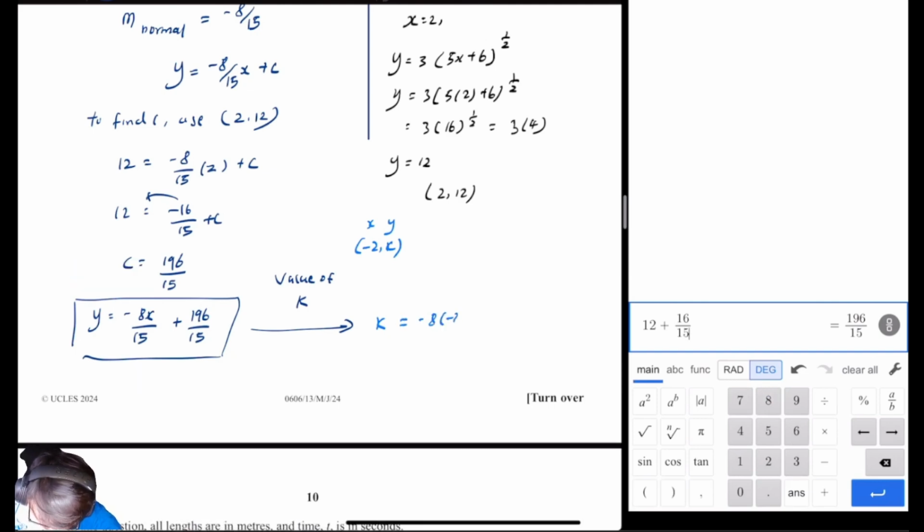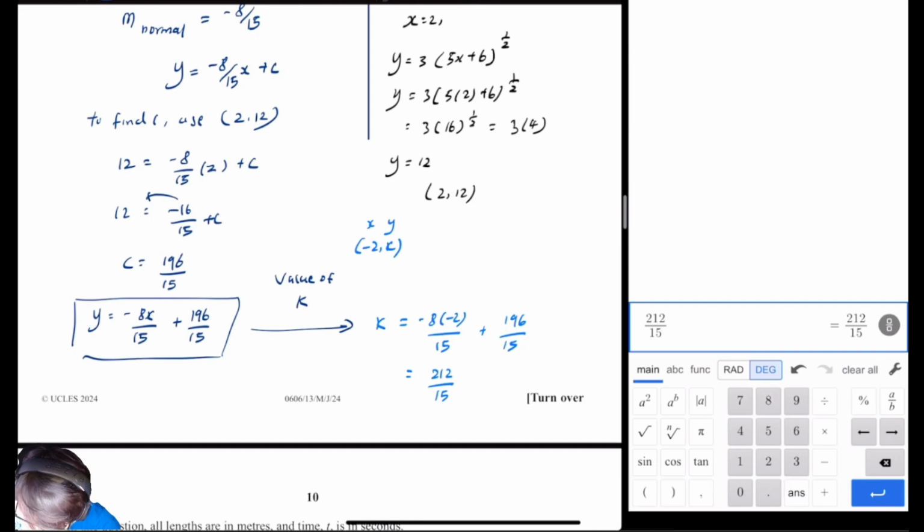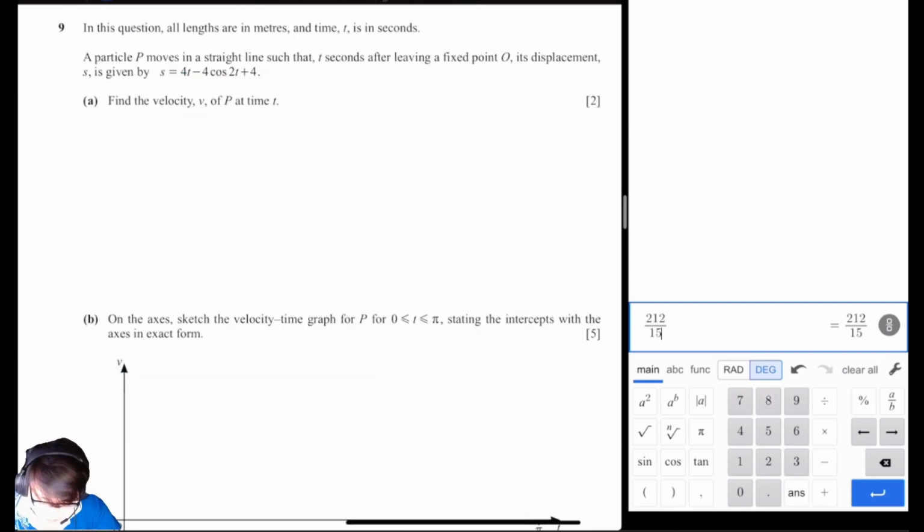Minus 8 minus 2 over 15 plus 196 over 15. So, what do we have? 196 plus 16, that's going to be 212 over 15. So divided by 15. So we have k is equal to 200 over 15. I guess that's it.